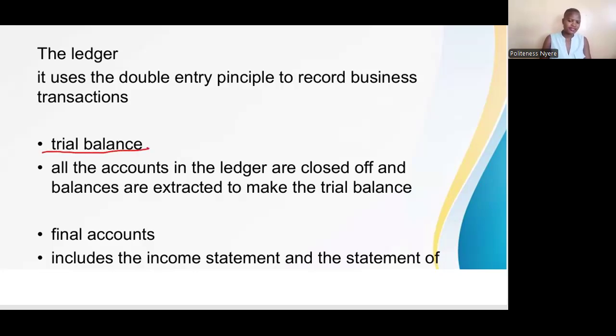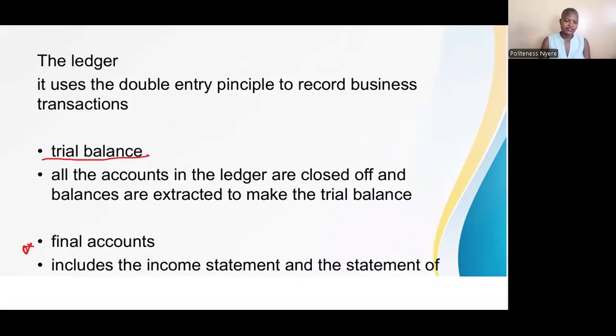A trial balance is a summary of all the transactions in the ledger, because at the end of the accounting period, which can be a year, a month, or whatever, all those accounts in the ledger are closed off, and then the balances are extracted so that we can create a trial balance. Then from the trial balance, we are going to have final accounts. These final accounts include the income statement and the statement of financial position, and also number 3, the statement of cash flow, or the cash flow statement, whichever word you prefer to use. Basically, these are the things that I wanted you to know about the accounting cycle.